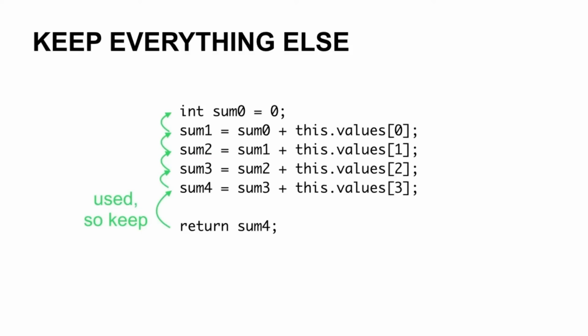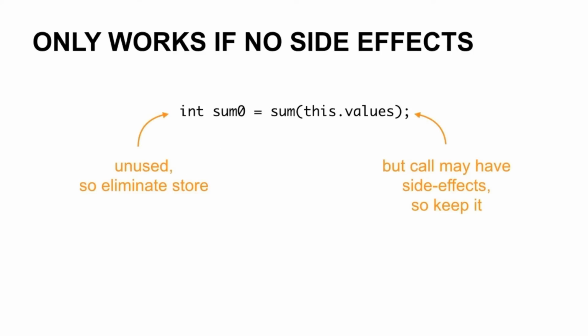But of course, this only works if the thing that we're eliminating doesn't have any side effects. It doesn't change shared memory in any way. Imagine our statement was just int sum equals sum of the values, calling sum a function. Well, we could get rid of our store of the sum variable, but we can't get rid of our call to the sum method because we don't know what the sum method is doing, at least not without probing deeper. And so the sum call has to be kept around, even if we don't have to do the store to local memory.